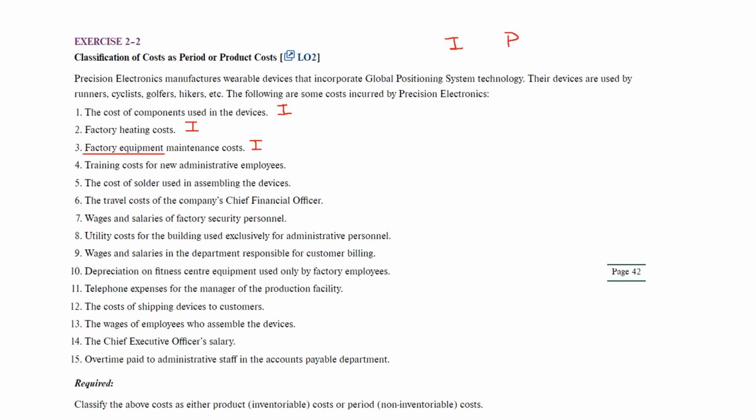So next, training costs for new administrative employees. So this will be a period cost. The administrative employees have nothing to do with the actual production, so it's going to go into our period costs.